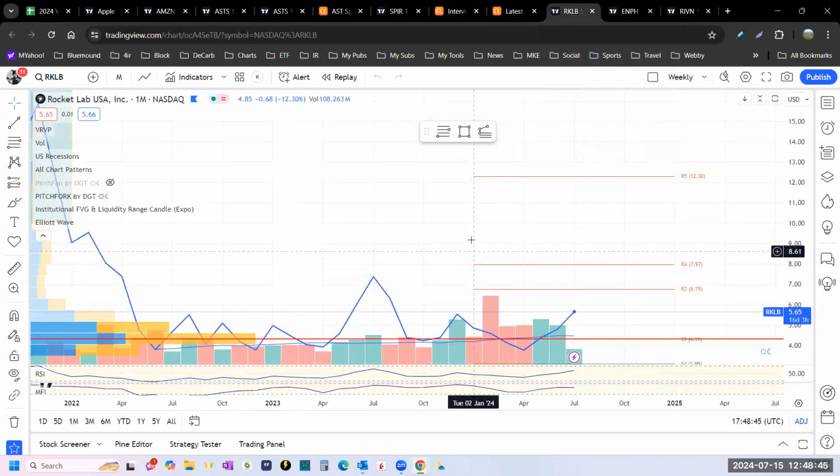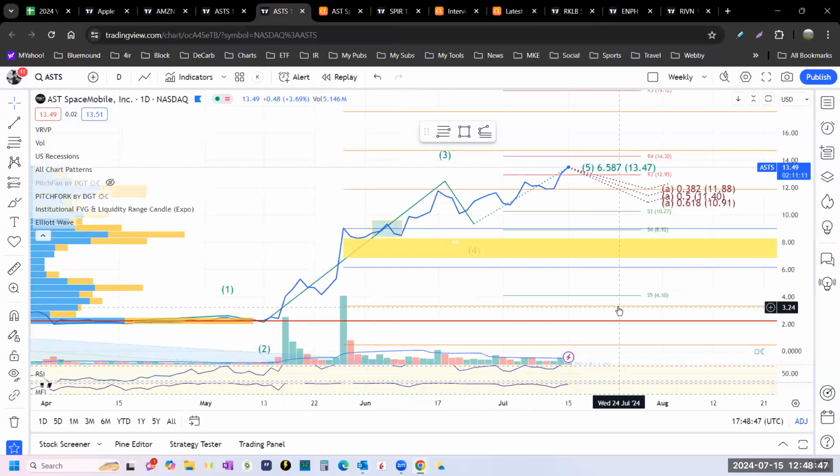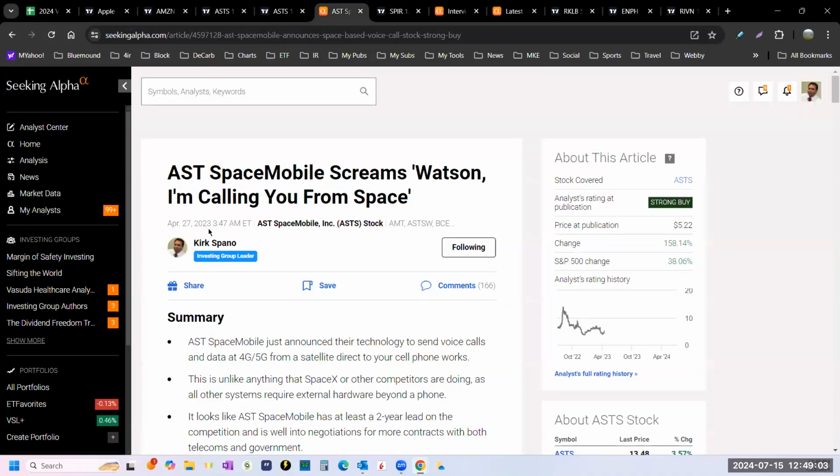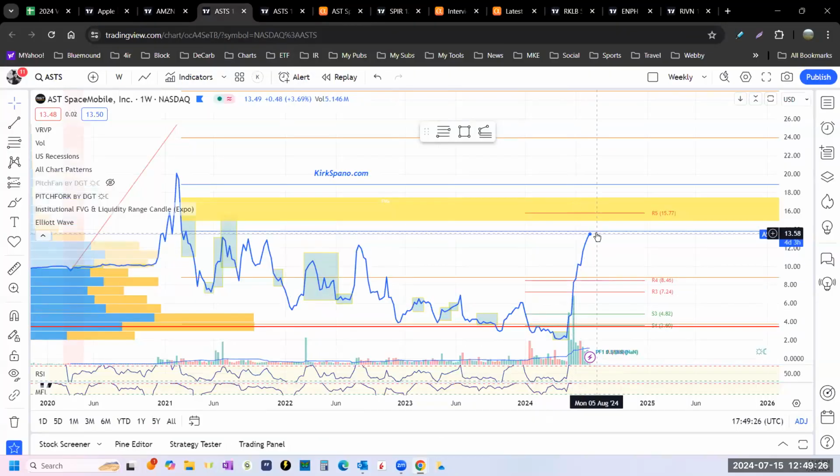Now, we have our space basket. Let's start with the one that's gone nuts. That is a heck of a rally. Probably going to do some jitterbugging. So I talked about AST Space Mobile again last April, right? Watson, I'm calling you from space. Price that day was $5.22. Price today is a lot higher, 158% higher. So that is indicative of it needs a breather.